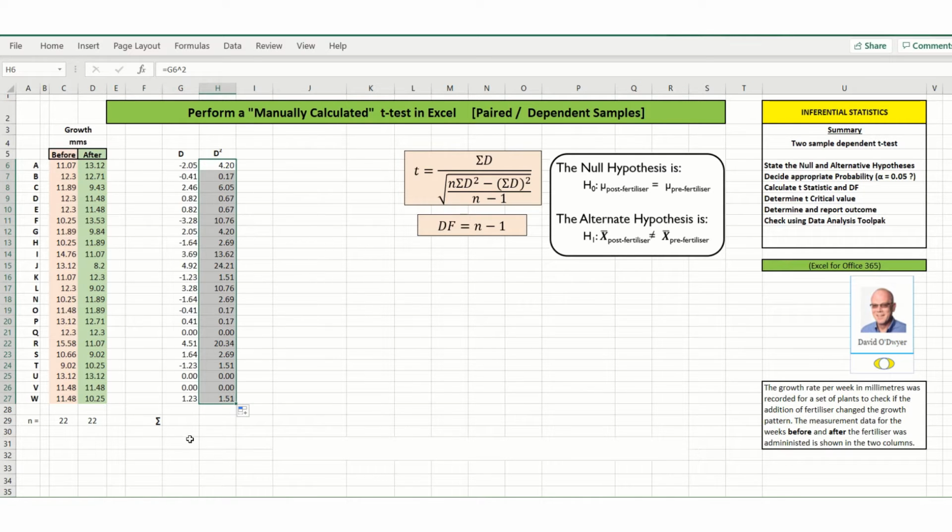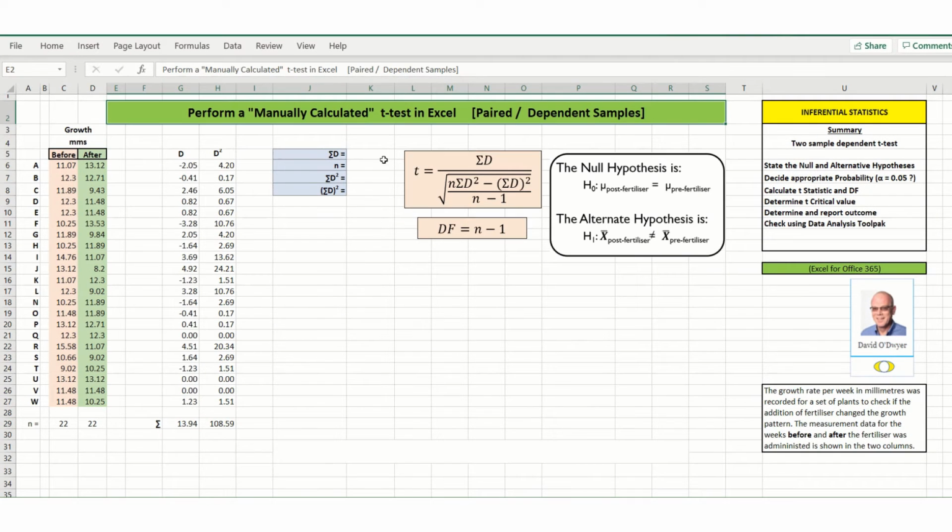Now our summation values are given by using the sum function. Equals SUM, open bracket, select the area, close the bracket, and again we can pull that value over to summate the d squared column. So after this I'm going to just fill in a few of the columns, the next set of calculations that we need to do to move on to calculate the t-statistic.